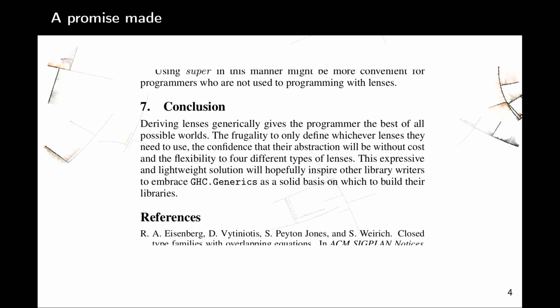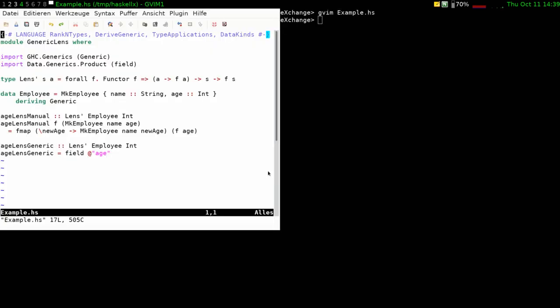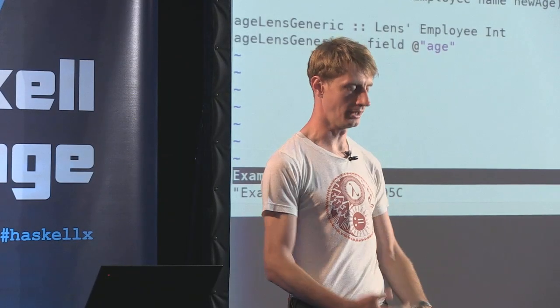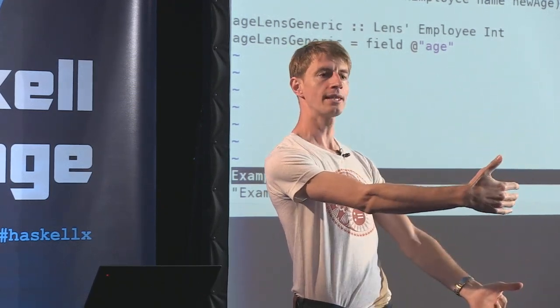Well, what they did is they created a module. And it looks like this. Is this large enough in the back? Should it be larger? OK, great. They created a module that has the generic lens and also the manual lens. And then they compiled this module with optimizations on and asked GHC, please tell me the intermediate code. What did you do with this after optimization? And they compared the manual and the generic version, and it looked the same.